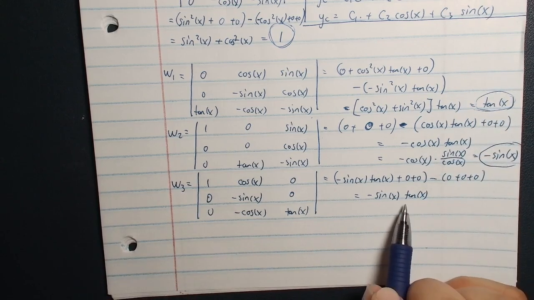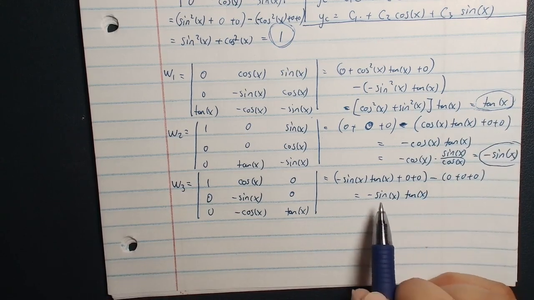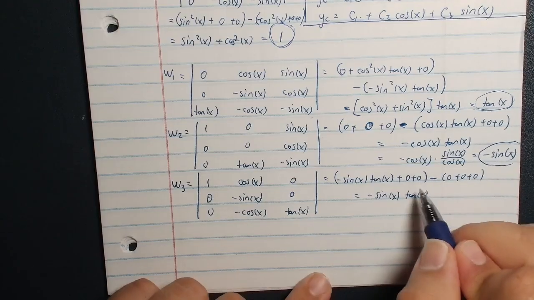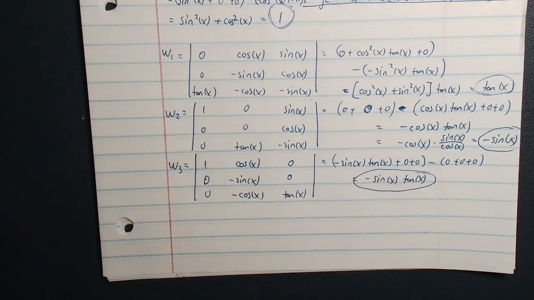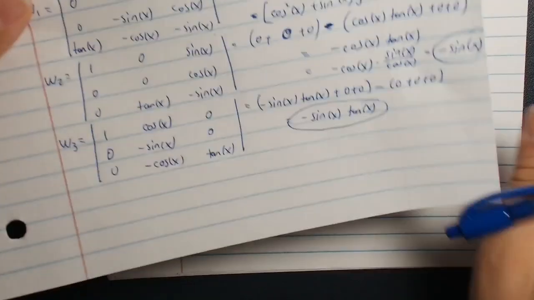Let's see. Tangent of x is sine of x over cosine of x, and that won't cancel. So that one I have to leave the way it is. Okay, so there we go. That's our W1, our W2, and our W3. And now we can integrate.